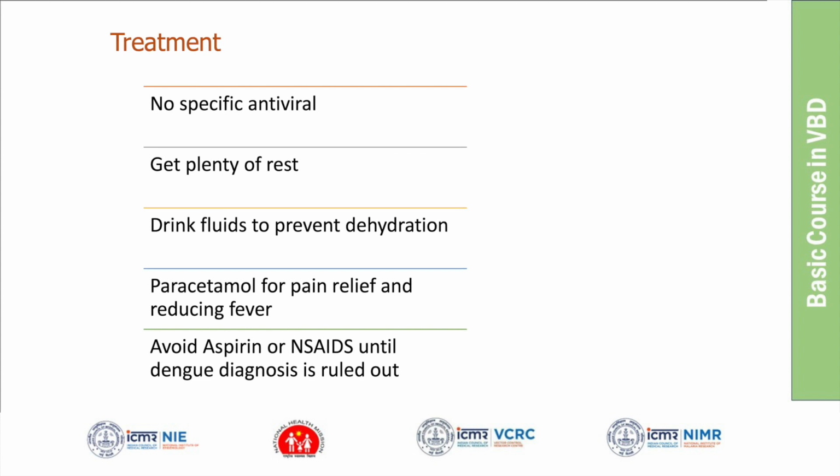Treatment, I think we already discussed: there is no specific antiviral treatment. Because it affects the joints, patients have to take rest and drink lots of fluids, and take paracetamol for pain relief and reducing the fever. They have to avoid drugs like aspirin or NSAIDs until dengue is ruled out. Only after ruling out dengue can they give aspirin or Brufen for pain relief.